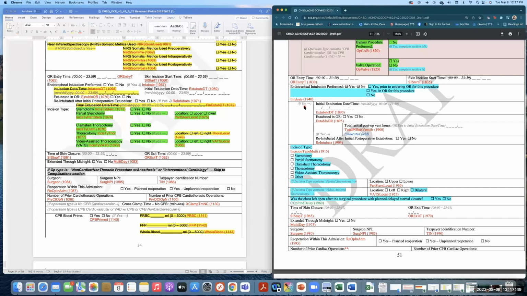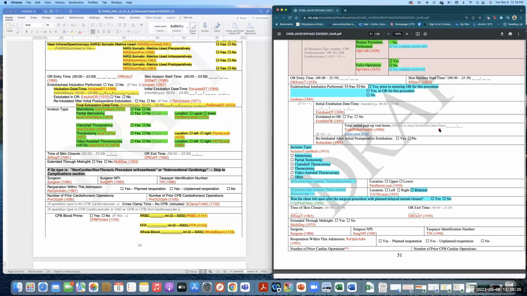And then we have our usual extubation dates and times. Was the patient extubated in the OR? And then if the patient was not extubated in the OR, there's this total initial post-op event hours. And this will be a calculated field. It's going to use your initial extubation date and time, I believe, to calculate this field. Am I correct on that, Carol? Because it's taking OR exit to the initial extubation date and time. That's correct. And so then this is a new calculated field for us.